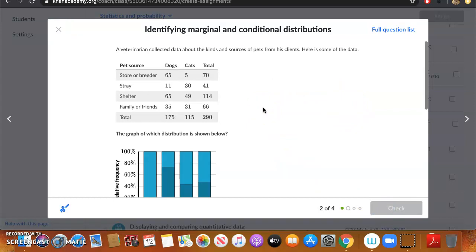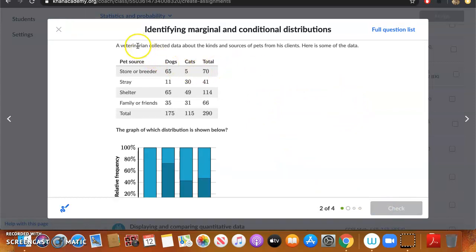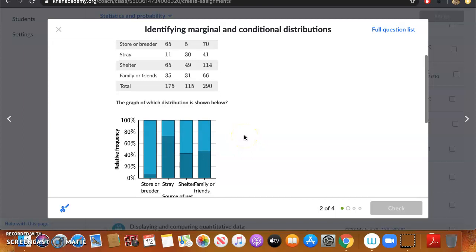Here we have some data from a veterinarian. A veterinarian collected data about the kinds and sources of pets from his clients. Here is some of the data. So we have pet source, where the pet came from, and the breed, the type. Is it dogs or is it cats? So here you have the data. The graph of which distribution is shown below?